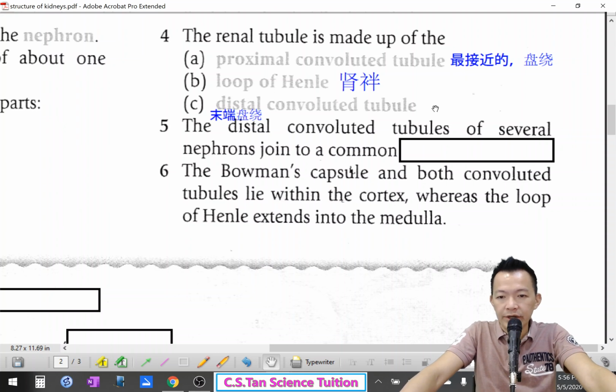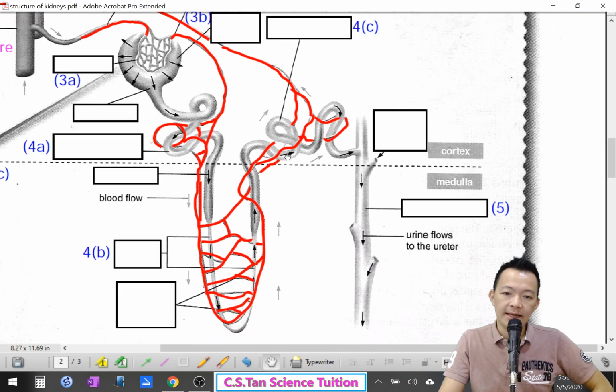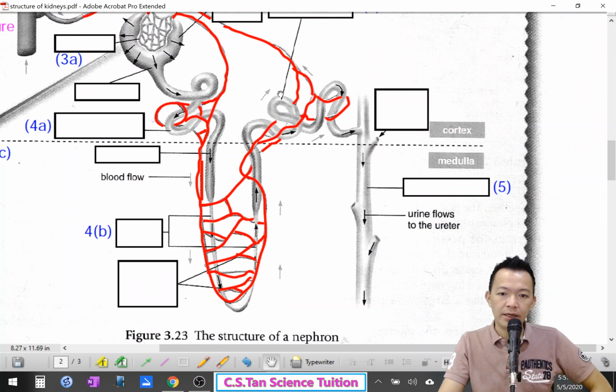The distal convoluted tubules of several nephrons, okay, they will join into a common one. 什么意思呢？Look at the diagram. So this is a distal convoluted tubule, 尾端后面的盘绕着的 tube. This is one nephron, 这个叫一个肾单位, or maybe here is another nephron. So for several nephrons, finally the distal convoluted tubules will be joined together into a common tube, a very big tube, 比较大的一条 tube.